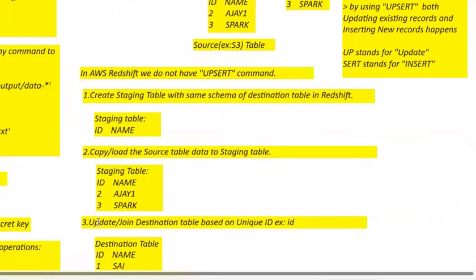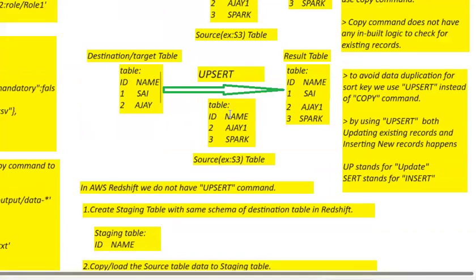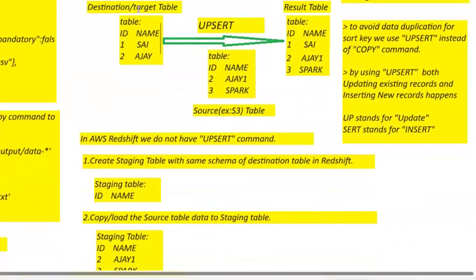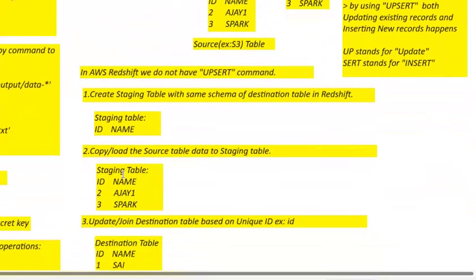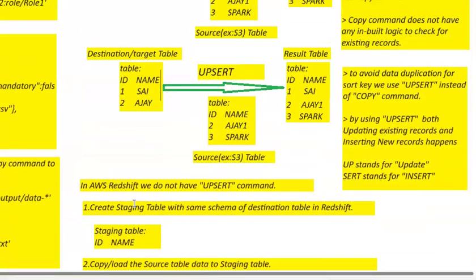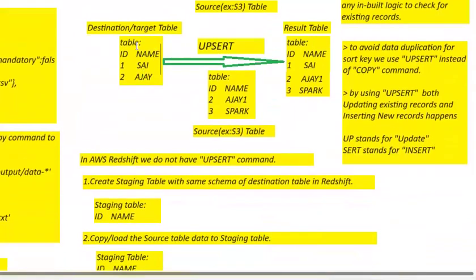So after this, that is after updating or joining our destination table based on unique ID, what are the IDs that we have taken? Based on that, we join our destination table using the staging table. Where is the source table stored? Under the staging table we store the source table. Now these two are present in Redshift, so we can perform insert or update operations between these two tables under Redshift as well. Now you can see, based on the staging table and destination table, based on the unique ID, we have taken ID here as the unique ID.